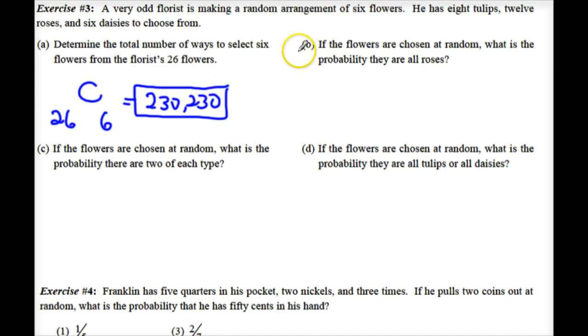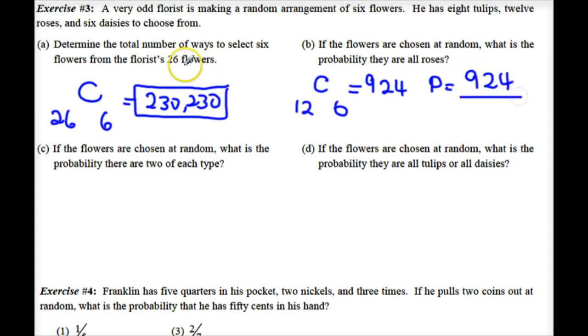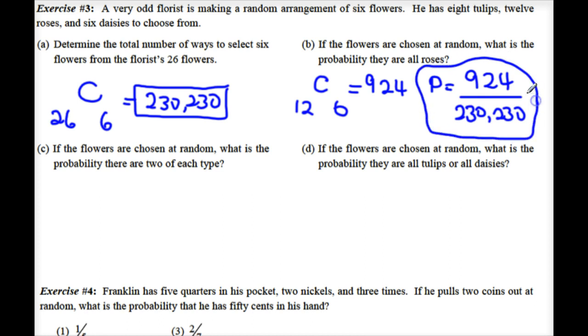It says, what is the probability that they will all be roses? So first, let's see what if they're all roses. How many roses do we have? Back here, roses, there are 12. And remember, he's making a 6-flower arrangement. So it will be 12 choose 6, which gives you 924. Now the probability of this would be the possible outcome, which is 924, out of the total, which we calculated in part A as 230,230. And this will be my final answer.